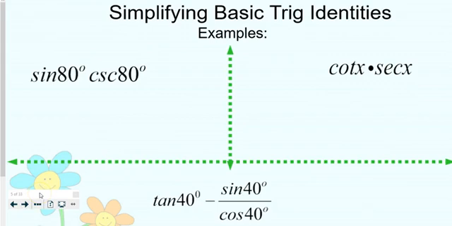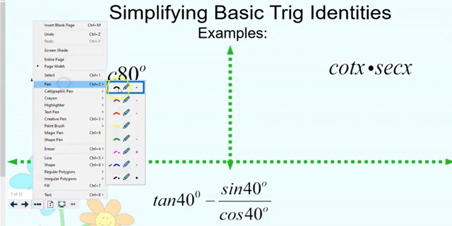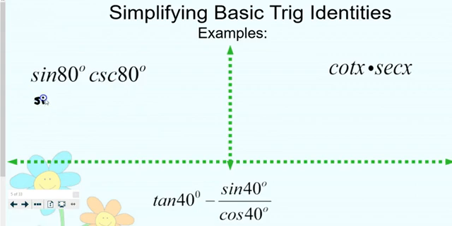Okay. So let's take a look at a few examples right here, like the sine of 80 degrees times the cosecant of 80 degrees. Well, the sine of 80, we don't have to know exactly what that is, but since these are both 80, the cosecant is 1 over the sine of 80. And so if we multiply sine of 80 over 1 times 1 over sine of 80, these cancel out, and we're left with just a value of 1. Nice.